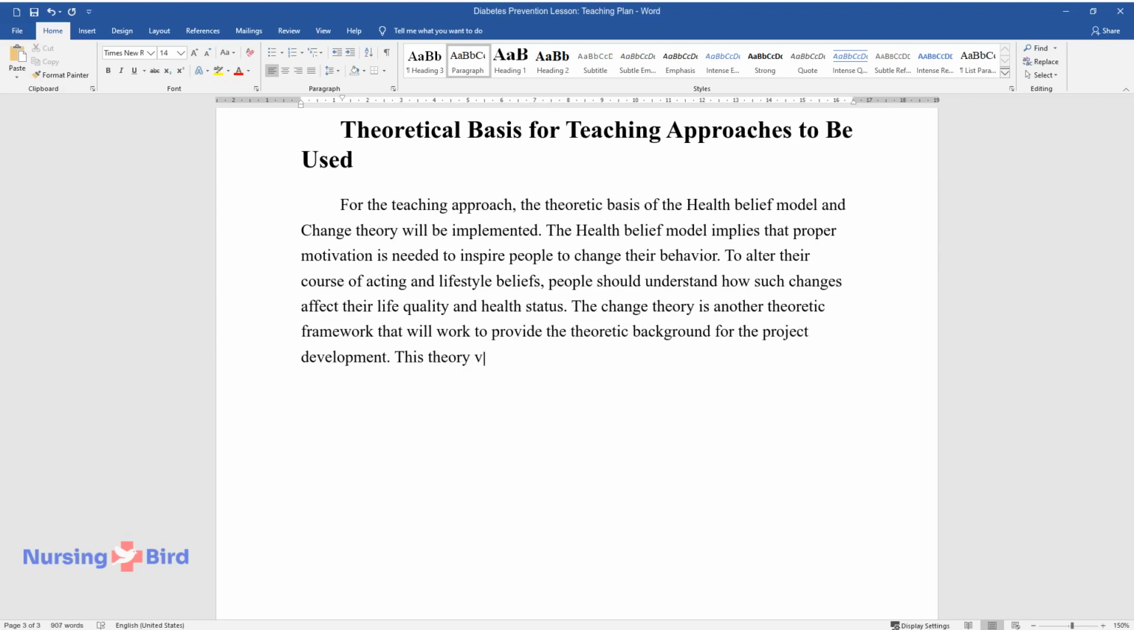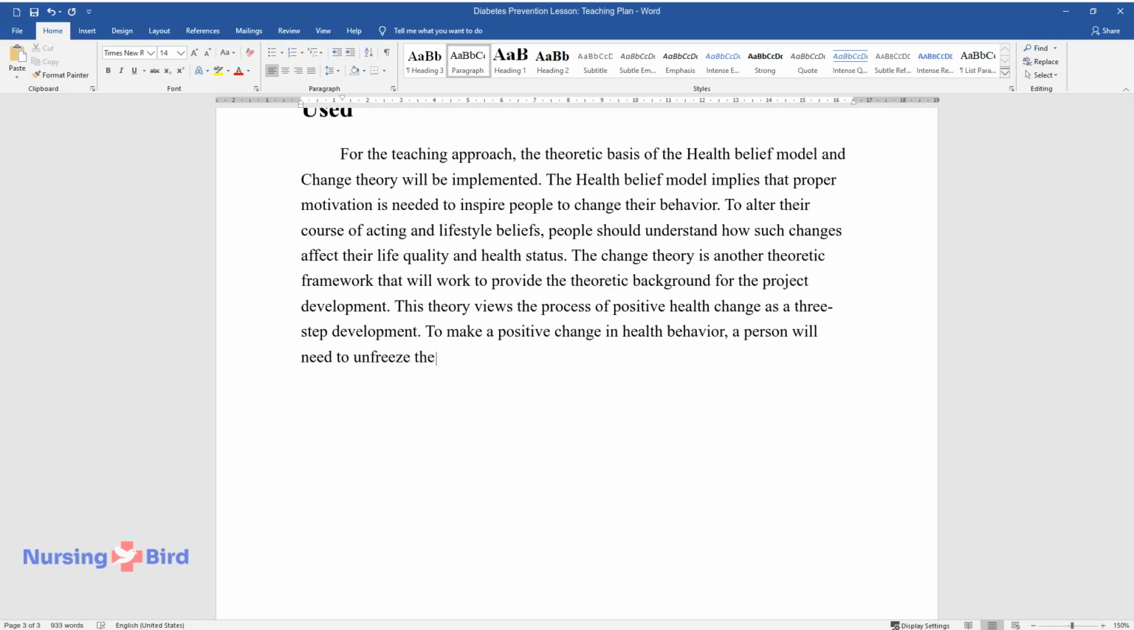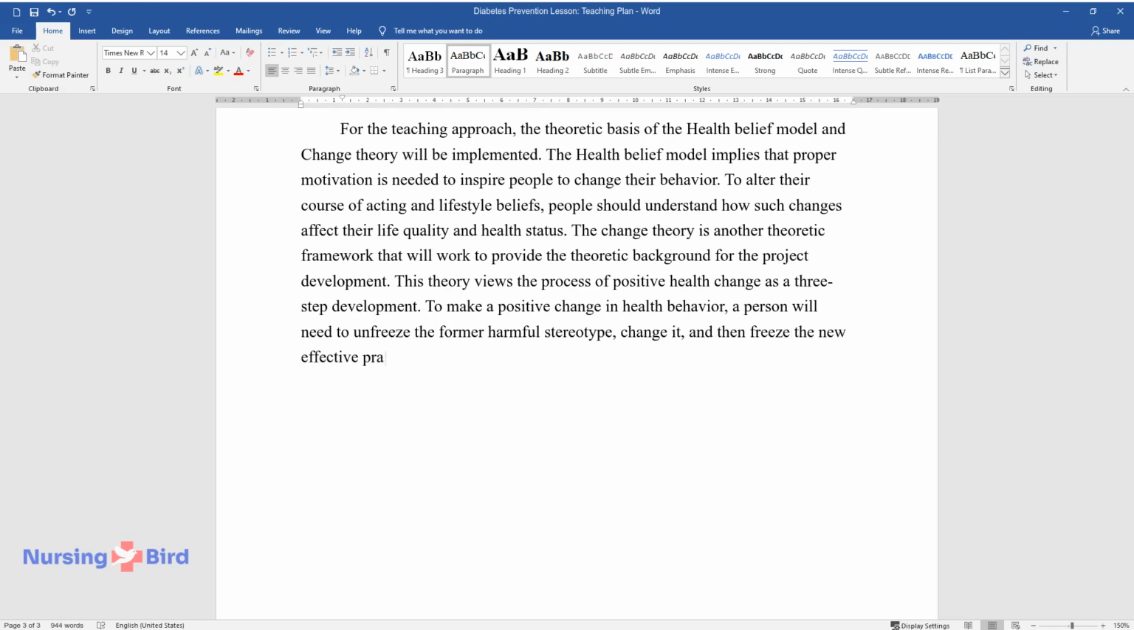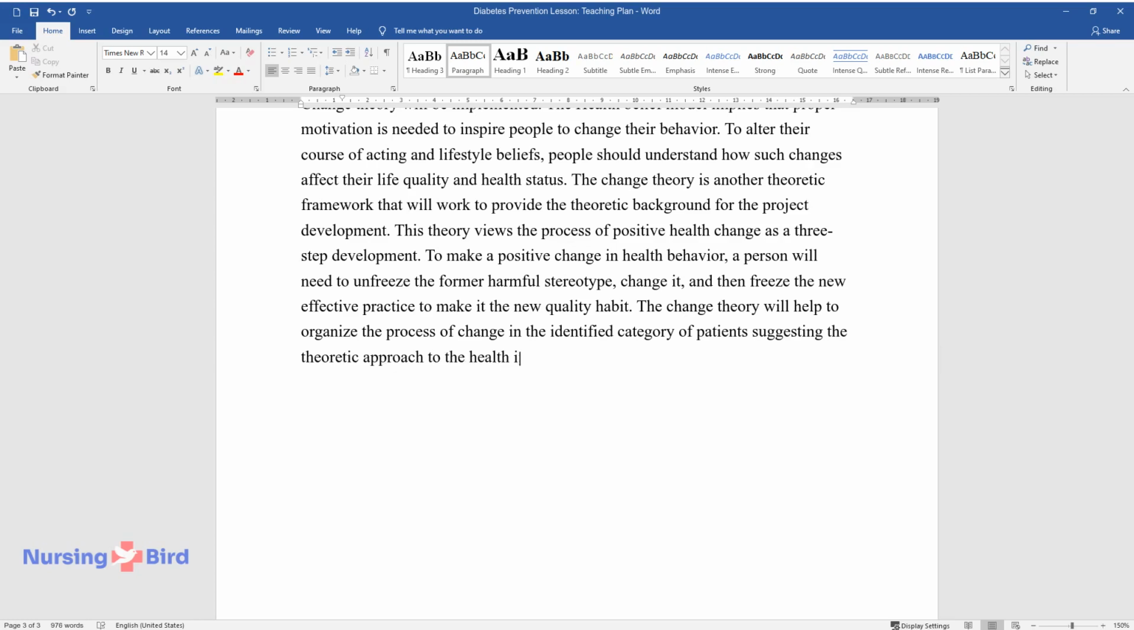The change theory is another theoretic framework that will work to provide the theoretic background for the project development. This theory views the process of positive health change as a three-step development. To make a positive change in health behavior, a person will need to unfreeze the former harmful stereotype, change it, and then freeze the new effective practice to make it the new quality habit. The change theory will help to organize the process of change in the identified category of patients, suggesting the theoretic approach to the health improvement strategy.